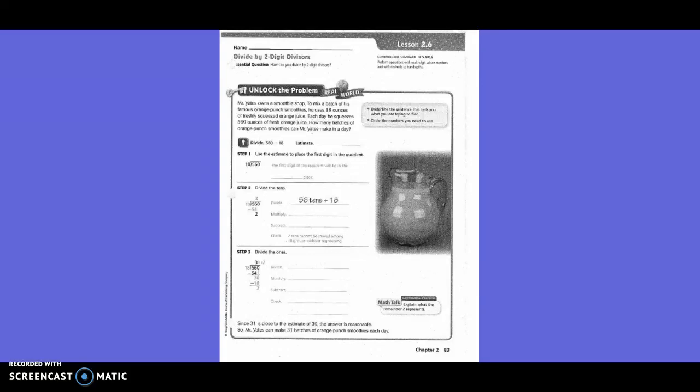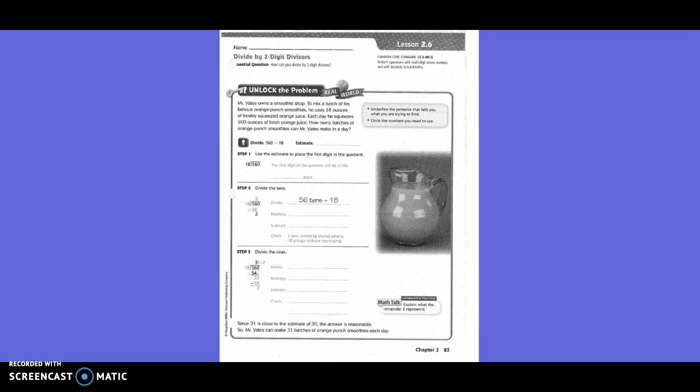Fifth grade, chapter 2, lesson 6, divide by 2-digit divisors. Unlock the problem. Mr. Yates owns a smoothie shop. To mix a batch of his famous orange punch smoothies, he uses 18 ounces of freshly squeezed orange juice. Each day he squeezes 560 ounces of fresh orange juice.